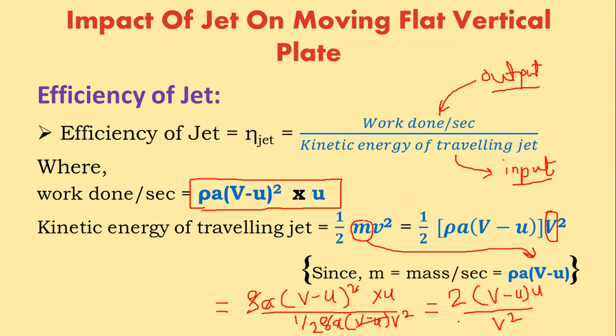So have you got it? Yes, sir. Any questions here? Here we have finished with the first type of moving plates, that is impact of jet on a moving flat vertical plate. If anybody has any question, they can ask, or we'll proceed to the numericals. Should we proceed to the numericals? Yes, sir.